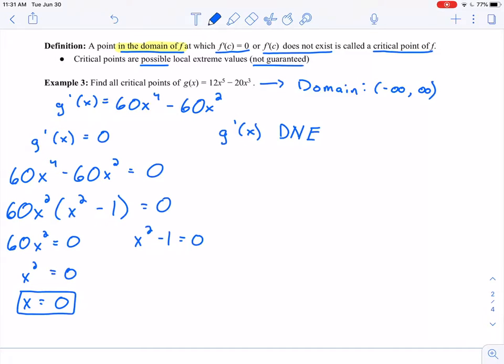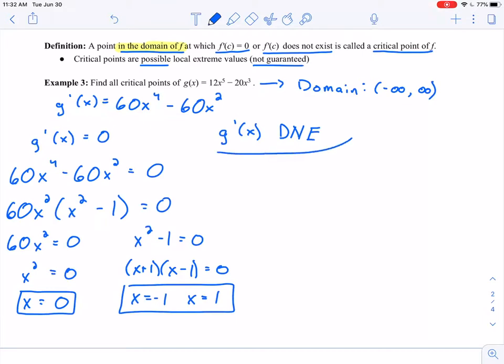X squared minus 1, this part you can solve by factoring or by using square roots. That part is up to you. I always prefer to factor, so this is x plus 1 times x minus 1 is equal to 0, which will give me x equals negative 1 and x equals positive 1. So these are two more critical points that I have. Right now I have x equals 0, negative 1, and positive 1.